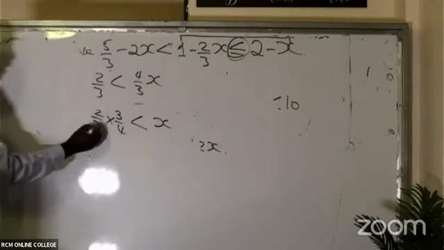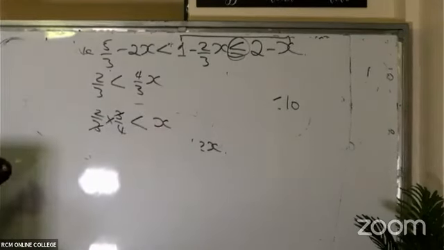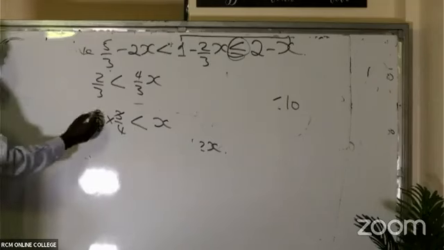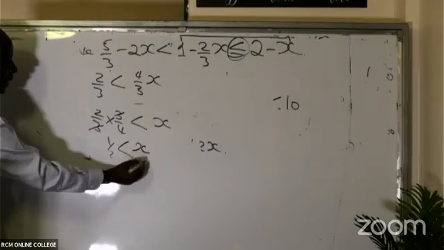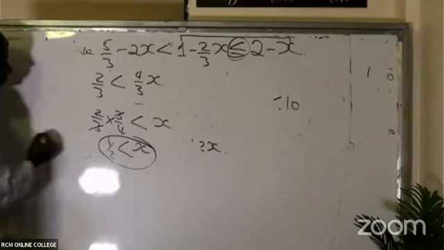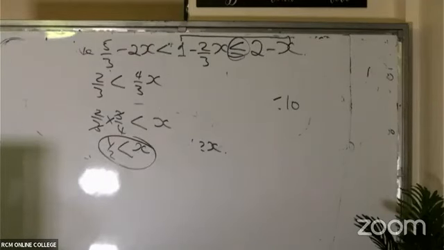So then this and this cancels out, leaving me with this and this. This will be a half less than x, or x is greater. So this is the answer for the first part. If you put it as 0.5, no worries.